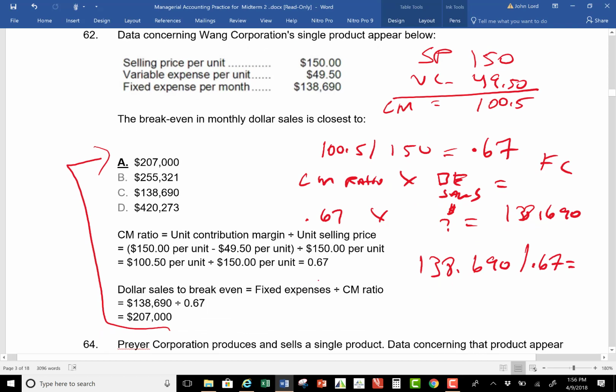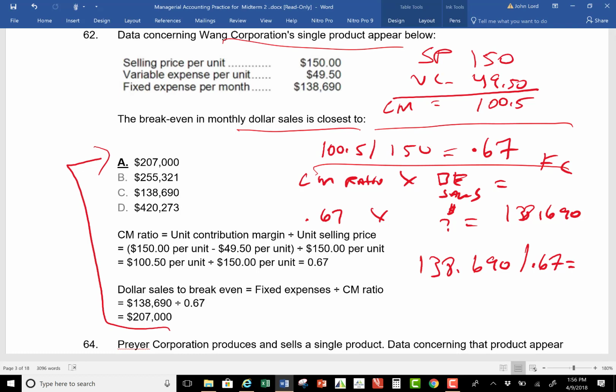So what happens? You sit over here and you come to look at number 62, Wang Corporation, okay? And they give us the sales price per unit, the variable expenses per unit, the fixed costs per month. Contribution margin ratio, therefore, is going to be what? They want break-even sales dollars, so we have to use the contribution margin ratio. 100.5 divided by 150 gives me a contribution margin ratio of 0.67.